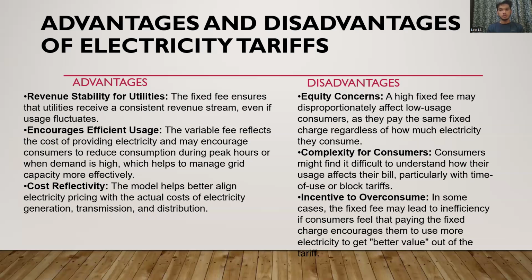Complexity for consumers. Consumers might find it difficult to understand how their usage affects their bill, particularly with time of use or block tariffs. Incentive to overconsume. In some cases, the fixed fee may lead to inefficiency if consumers feel that paying the fixed charge encourages them to use more electricity to get better value out of the tariff.